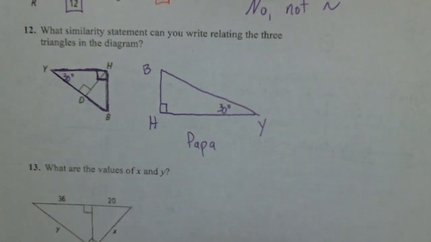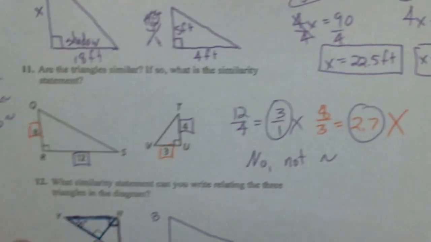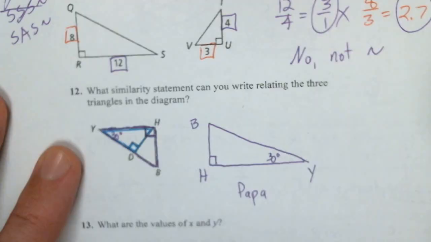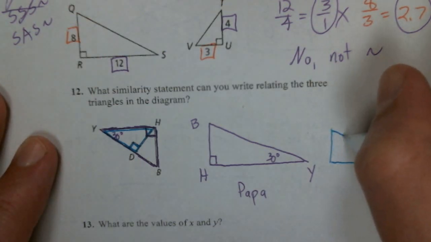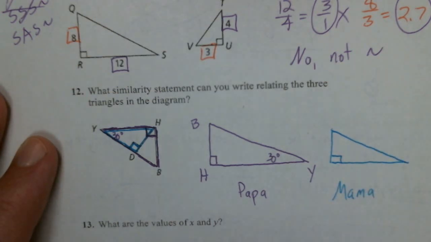All right, so now let's go with Mama triangle. That's going to be the medium triangle. I'll do this in blue. And here is the blue box, the 90-degree angle for the Mama triangle. So Mama triangle is a little bit smaller. There's the 90-degree Mama triangle.